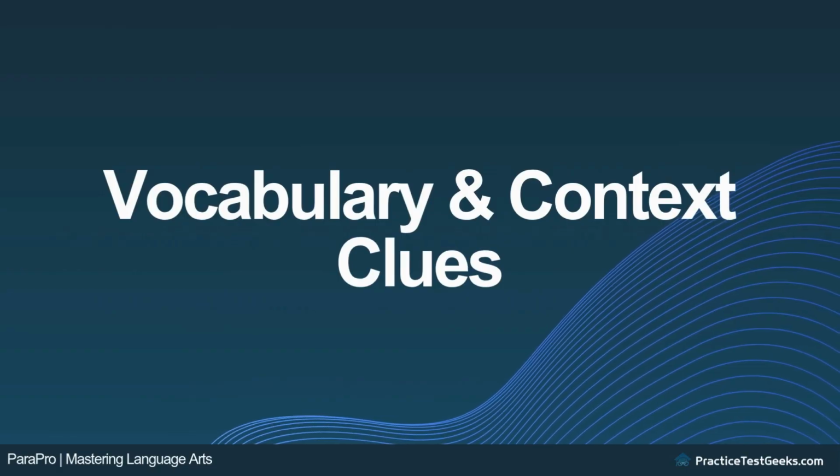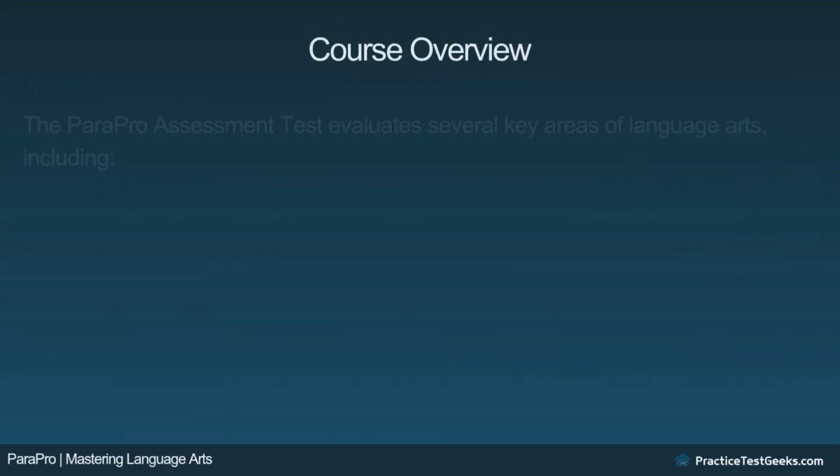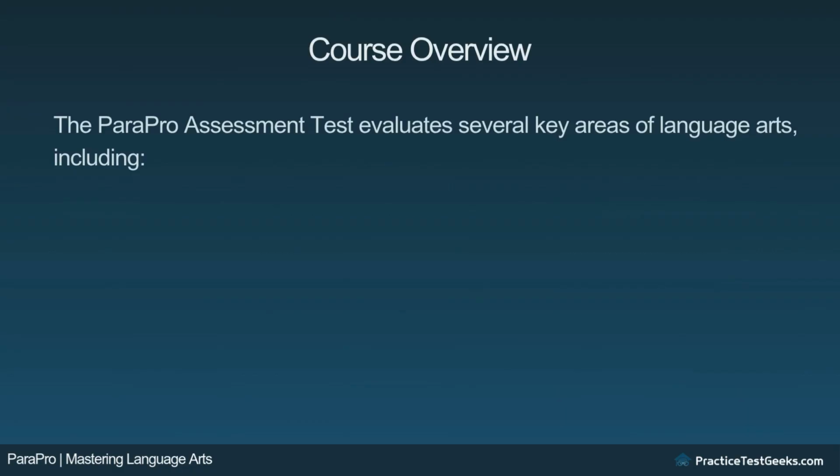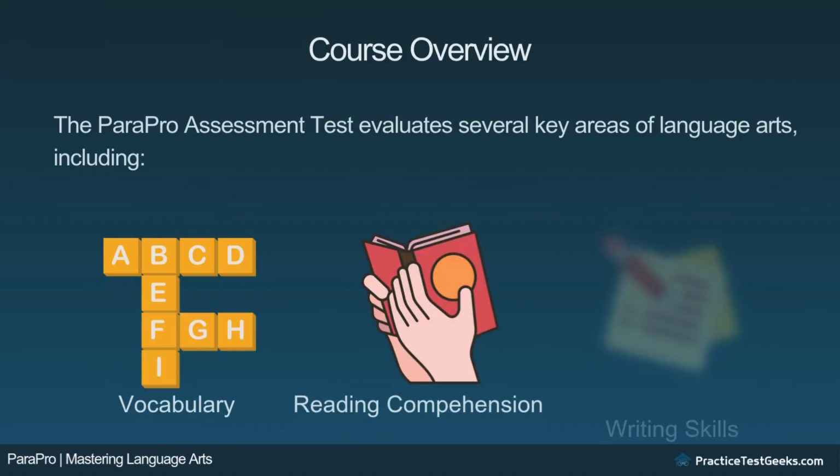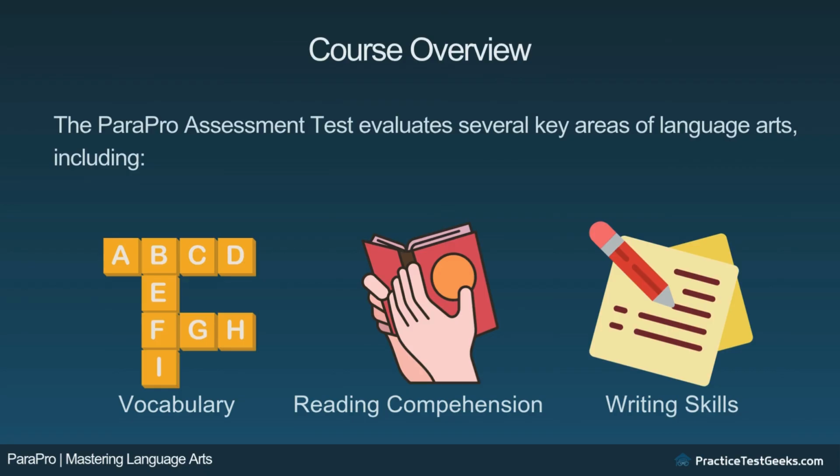Vocabulary and context clues. The ParaPro assessment test evaluates several key areas of language arts, including vocabulary, reading comprehension, and writing skills. Strong vocabulary skills are crucial for success on the test, as they help with understanding passages and answering questions accurately. This lesson focuses on building vocabulary and using context clues to determine the meanings of unfamiliar words in reading passages. Mastering these skills will enhance your ability to answer vocabulary-based questions and improve overall reading comprehension on the exam.